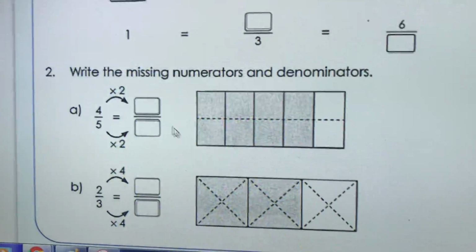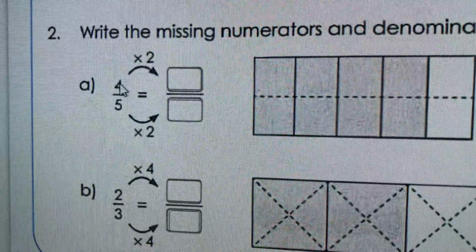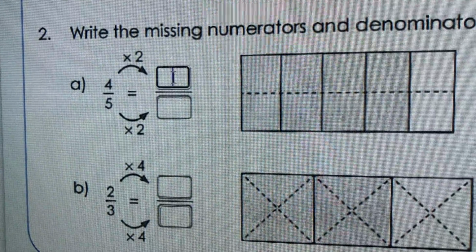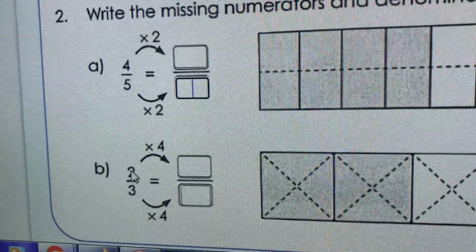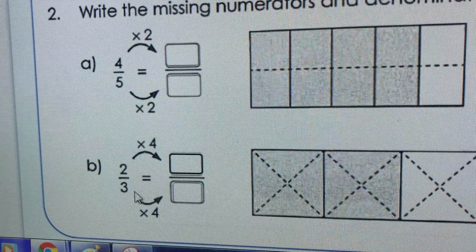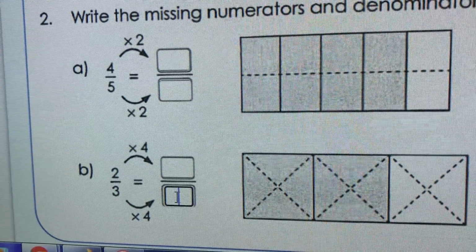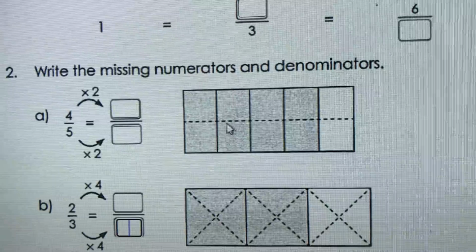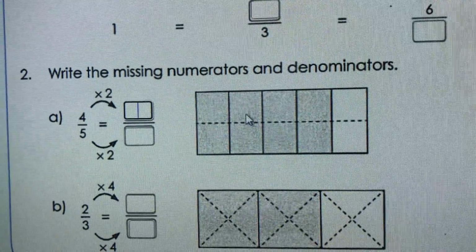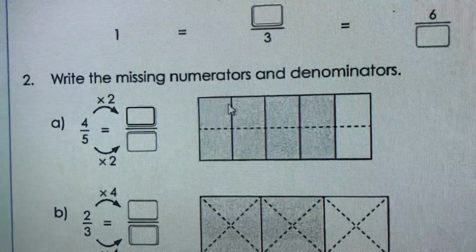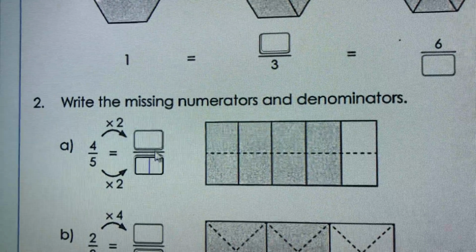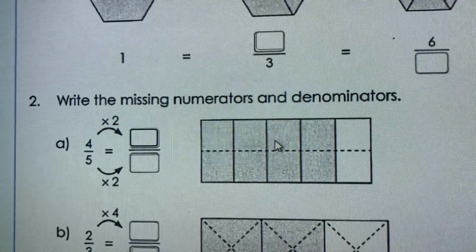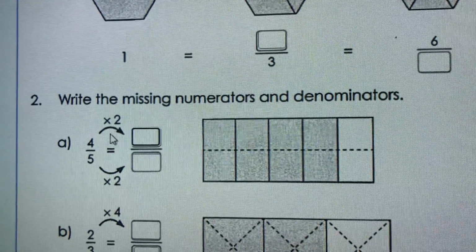And here, this is very simple. 4 times 2 equals what number? And 5 times 2 equals what? 2 times 4 equals here, and 3 times 4 equals here. But as you can see here, you can form the number also. If you know how to do it by looking at the pictures, if you count them, you can find out the missing numbers over here, the numerators and the denominators.